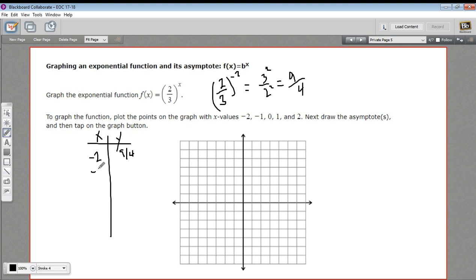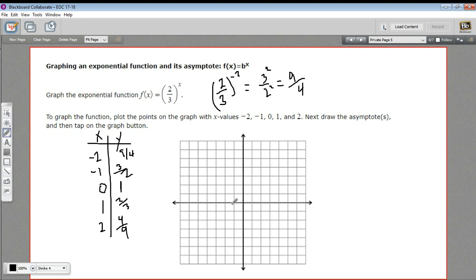Okay. -1, all it does is flip the fraction, something to the -1 power. So this is 3 halves. And anything to the 0 power is the number 1. That's a good one to remember. And anything to the first power is just itself, so that's 2/3. And let's see, anything to the second power, we just square the top and the bottom here, any fraction, so that's 2 squared over 3 squared, so that's 4/9. So we've got our coordinates.